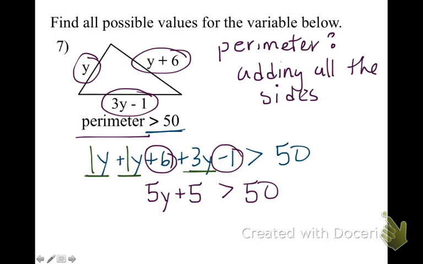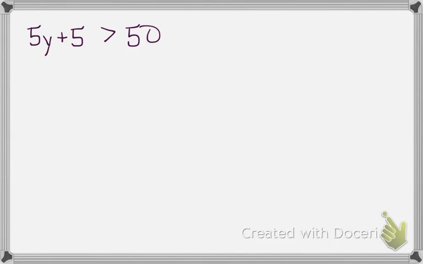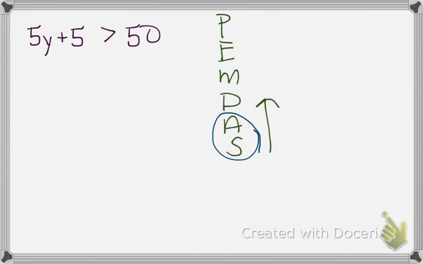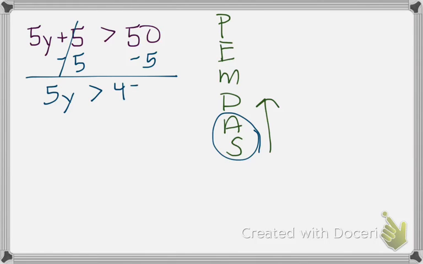Now I'm running out of room, so we're going to move this to a new slide. So one second, ladies and gentlemen. So I still have 5y plus 5 is greater than 50. I haven't changed it, just moved it. Now we're still doing exactly the same thing we've been doing this entire time. Our goal is to isolate this variable. But how am I going to isolate it? By doing my PEMDAS backwards. So that means I need to add or subtract first. I happen to be adding 5. So we're going to subtract 5 on both sides. My 5y doesn't change. Those cancel out. It's greater than, we get 45.